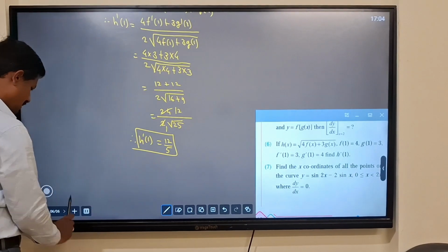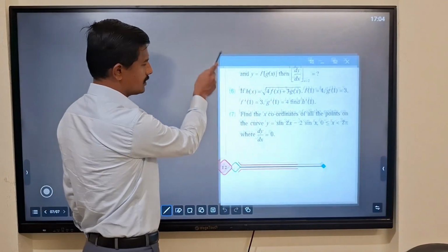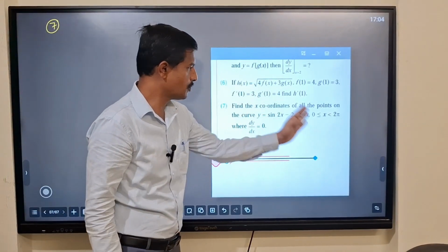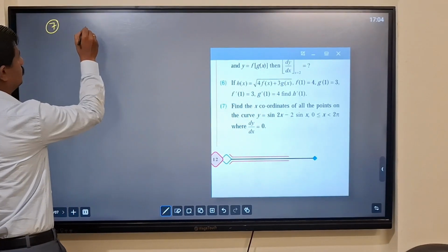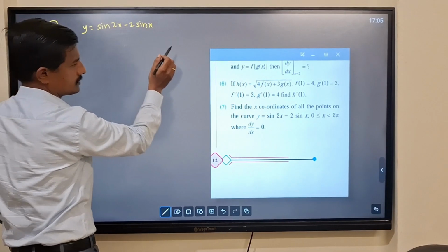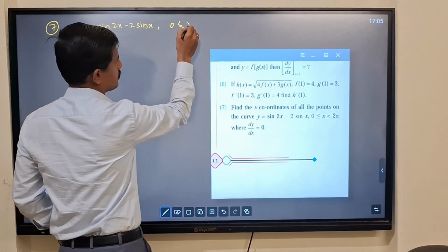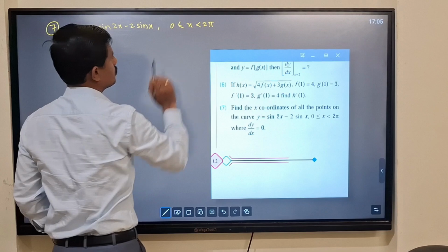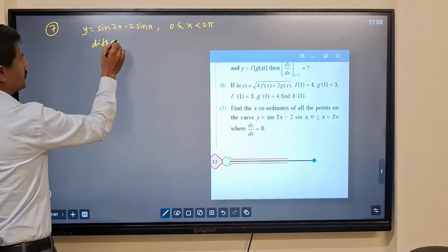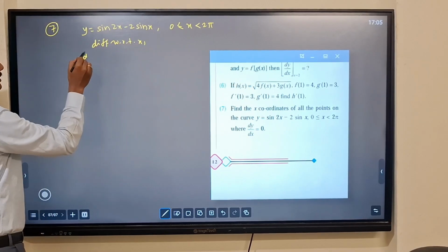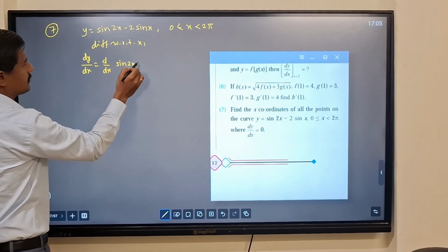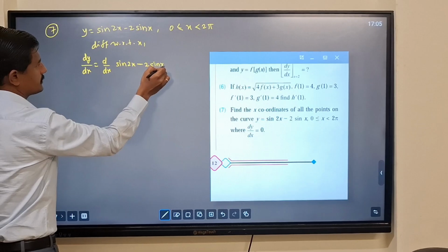Okay, now next. Seventh one. Find the x coordinates of all the points on the curve y equal to sine 2x minus 2 sine x, where 0 is less than or equal to x is less than 2 pi, where dy by dx is 0. So differentiate with respect to x. dy by dx is d dx of sine 2x minus 2 sine x.